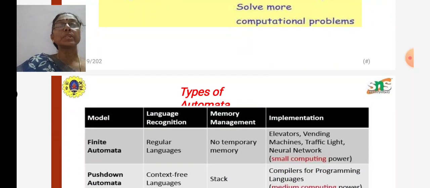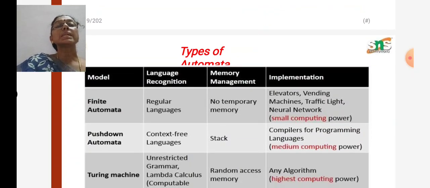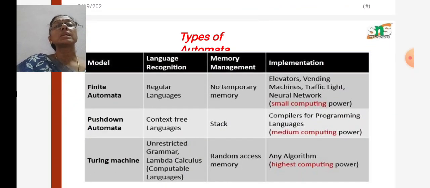Based upon the computational problem, we select which automata we require. This is the classification based on the memory and the language recognition, and where we can use that automata in real-time applications. The finite automata uses regular languages. Its applications are elevators, vending machines and traffic lights. Applications that require small computing power use the finite automata.